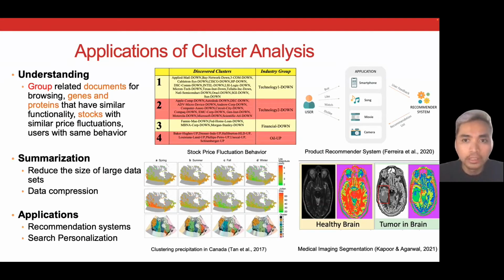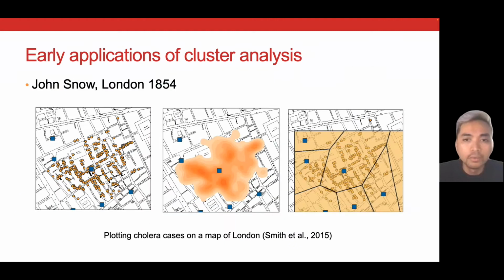Number one is grouping companies together that behave in the same fluctuation of stock prices. Second, a recommender system that will group user behavior and give recommendations. Third, climate analysis by clustering precipitation. And four, image segmentation for clustering tumor growth in the brain. An early application of clustering was in 1854, when clustering showed that the cholera outbreak occurred nearest to a contaminated water pump.